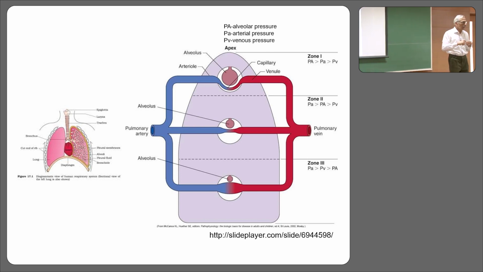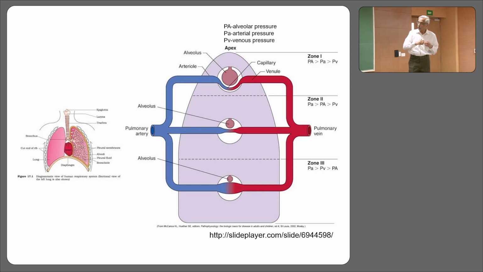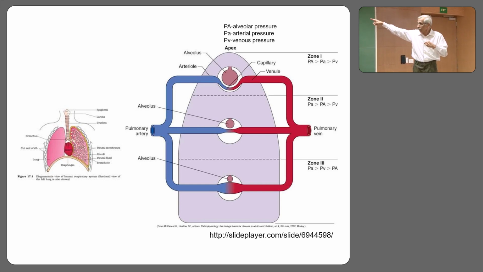Let's see here. We are looking at the three alveoli at the top, the middle, and the bottom. So what do we have here? At the top, the blood flow is less, so the alveoli are large. So what pressure is more? Alveolar pressure is more.